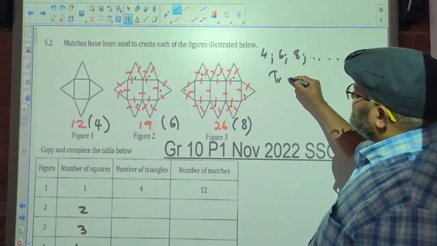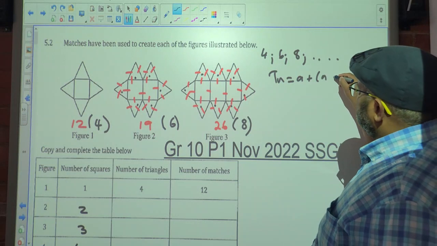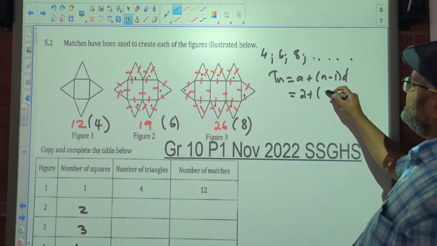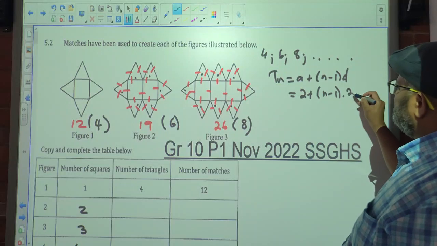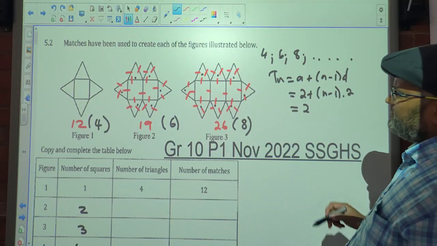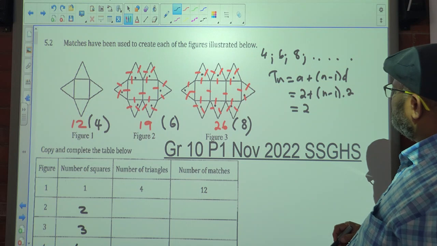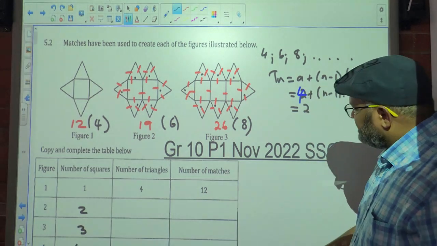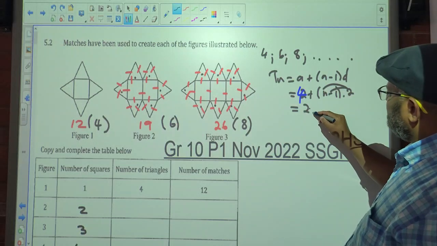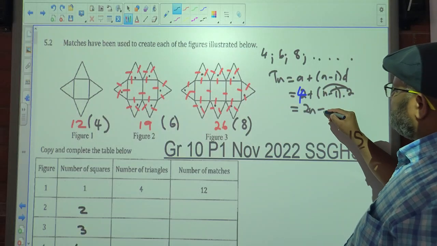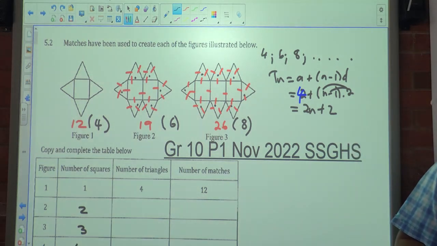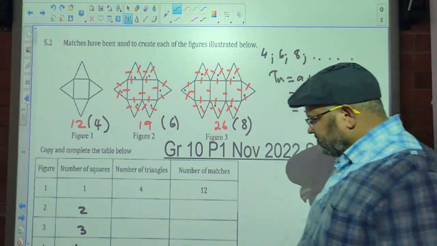So I've worked the formula Tn is equal to a plus (n minus 1)d. What's your a value? 4, not 2. So it's going to give you 2n, 4 minus 2 is plus 2. So that's the general formula for the number of triangles. You all understand that?